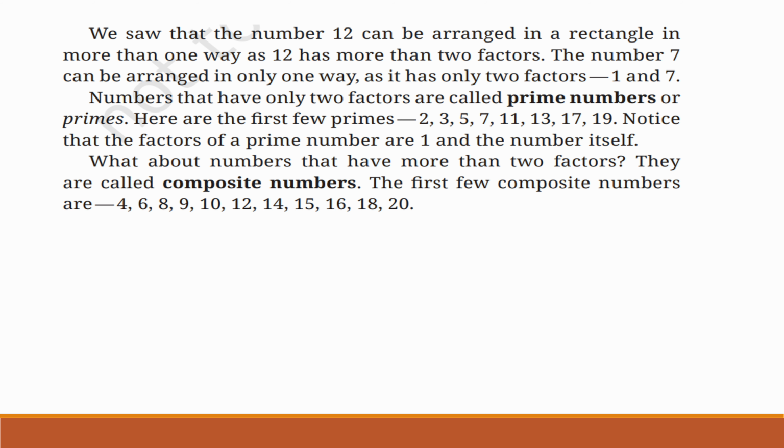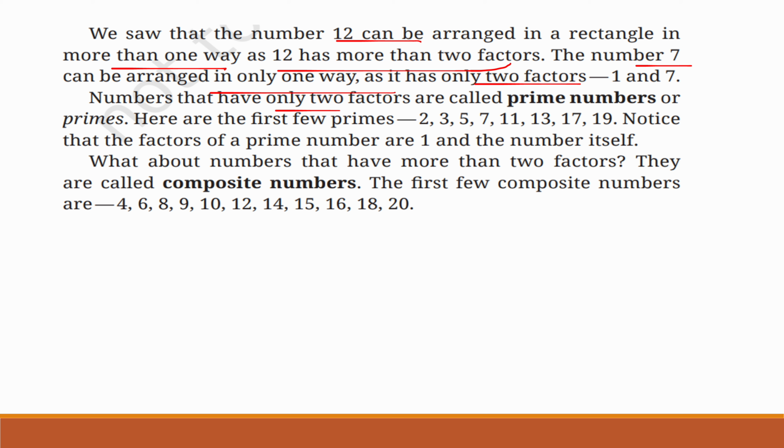We saw that the number 12 can be arranged in a rectangle in more than one way. As 12 has more than 2 factors, the number 7 can be arranged in only one way as it has only 2 factors, 1 and 7. So, here 7 has only 2 factors, 1 and 7. So, it can be arranged only in one way. But 12 has more than 2 factors, 1, 2, 3, 4, 6 and 12. So, it can be arranged in more than one way.